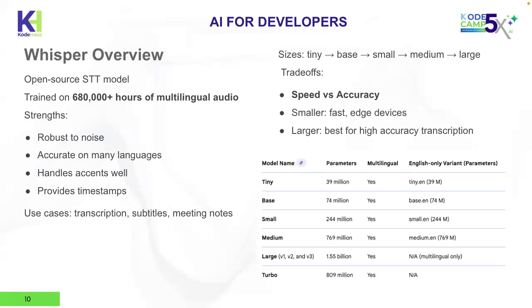It has 244 million parameters. And all of them are multilingual, by the way, so you can run a bunch of stuff on it. Then you have medium. Medium has 769 million parameters. Then you have large versions 1, 2, 3, and large has 1.55 billion parameters. Then you have turbo. Turbo has 809 million parameters.